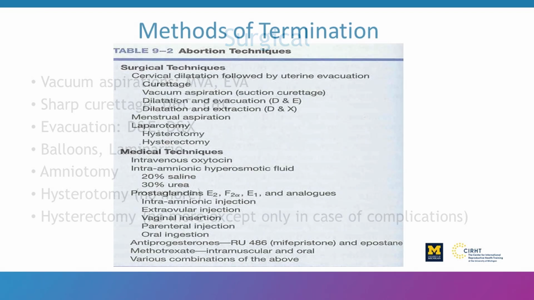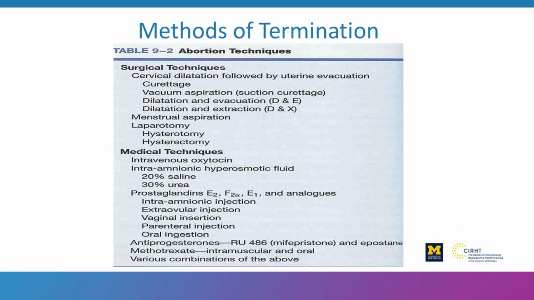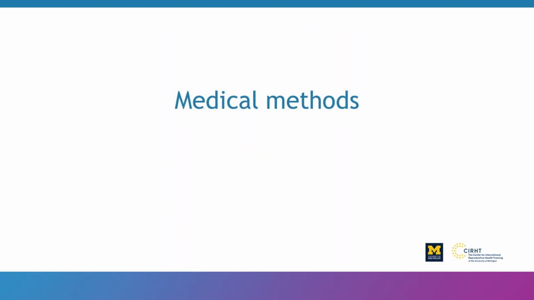So this table shows the list of medical and surgical techniques that can be used for termination of pregnancy. Again, of the medical methods, prostaglandins, especially misoprostol, and antiprogesterone are considered appropriate methods. Of the surgical methods, manual vacuum aspiration and dilatation and evacuation are considered appropriate methods of termination of pregnancy. So I will start with the medical method for termination of pregnancy.